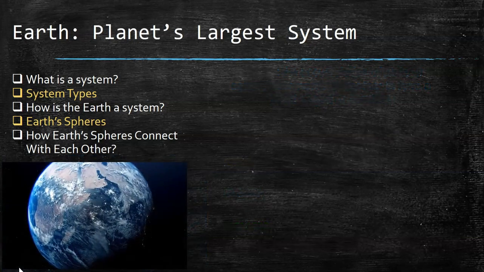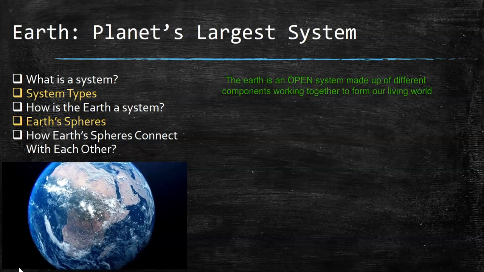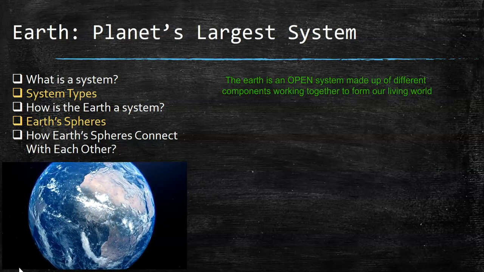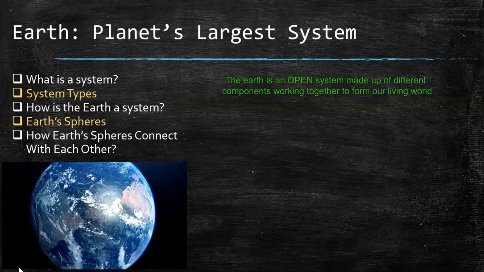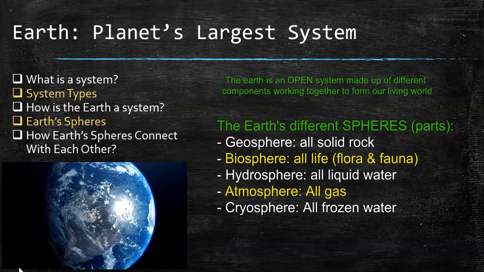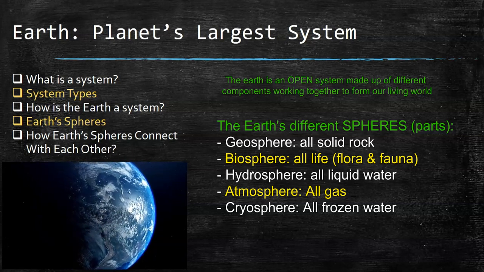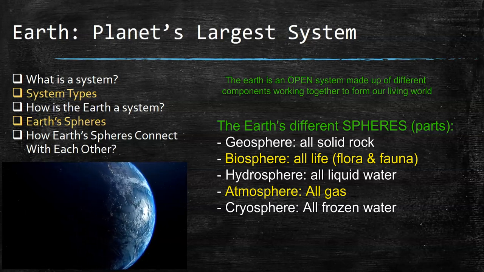So then we get to what is the Earth system. It's a combination of all these different components of the Earth that work together to create our living planet. And the Earth's spheres are the different components that make up the Earth's system. Things like the atmosphere, the biosphere, the hydrosphere, the cryosphere, and the geosphere. So all these 5 major parts of the Earth.